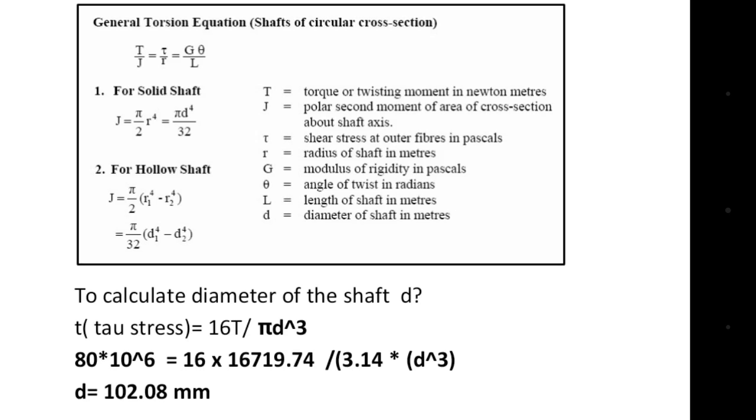The formula gives us the value in meters. After calculating in meters, we have to convert it into mm. Generally we prefer the dimension in mm. So this is it for the solid shaft.